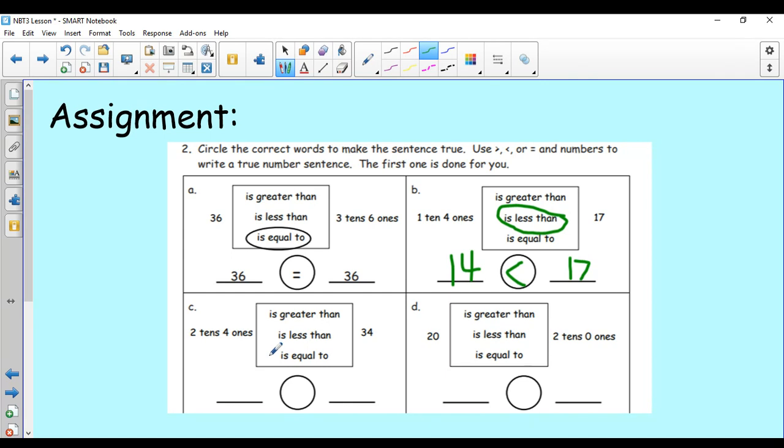All right, let's do one more together, and then you will be able to do the page on your own. Make sure you turn it in to your teacher. So we have 2 tens and 4 ones. So 2 tens and 4 ones. And then the number 34. Remember, I'm doing this with my computer mouse. I'm sorry, it's messy. So 24 and 34, which number is larger? 34, you're right. So 24 is less than 34. So I would circle that phrase. All right, now you know what to do on your assignment. Good luck.